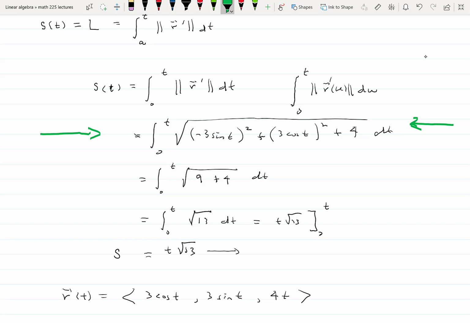z equals 4t, so dz/dt equals 4. And the arc length is the integral of the square root of (dx/dt) squared plus (dy/dt) squared plus (dz/dt) squared, 4 squared. 4 squared is not 4, it's 16. So I'm going to correct that on the next line. It should be 9 plus 16, which is kind of cool. I get a little reward for correcting my mistake. 9 plus 16 is 25.